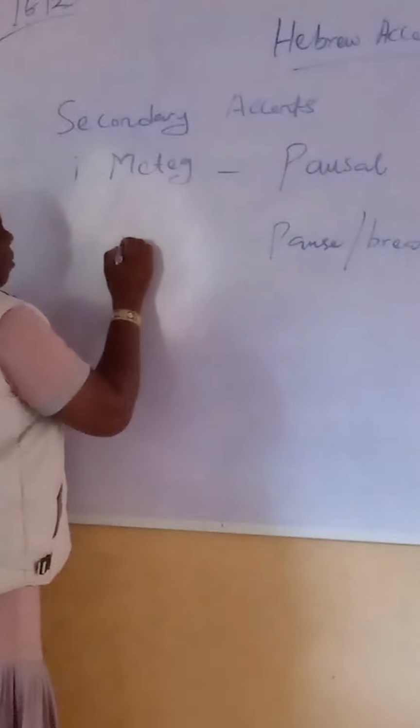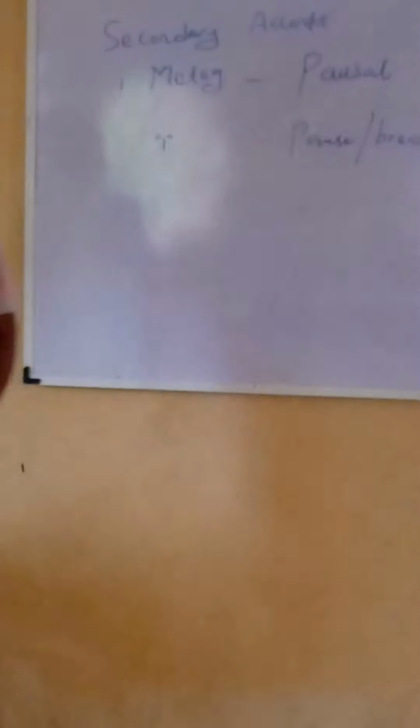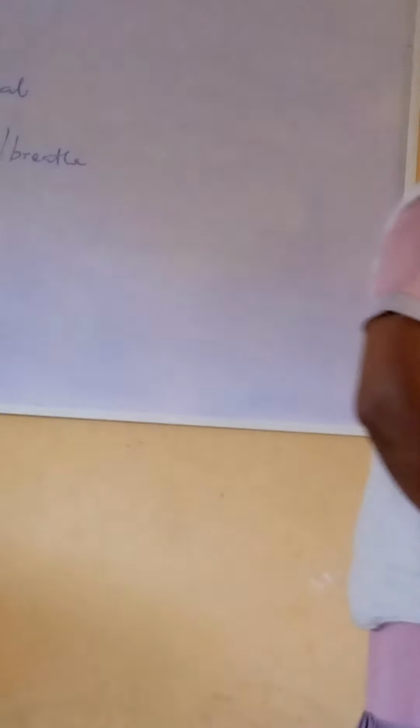Mete is represented by a small vertical slope placed under a consonant beside the vowel. Now let's look at an example.